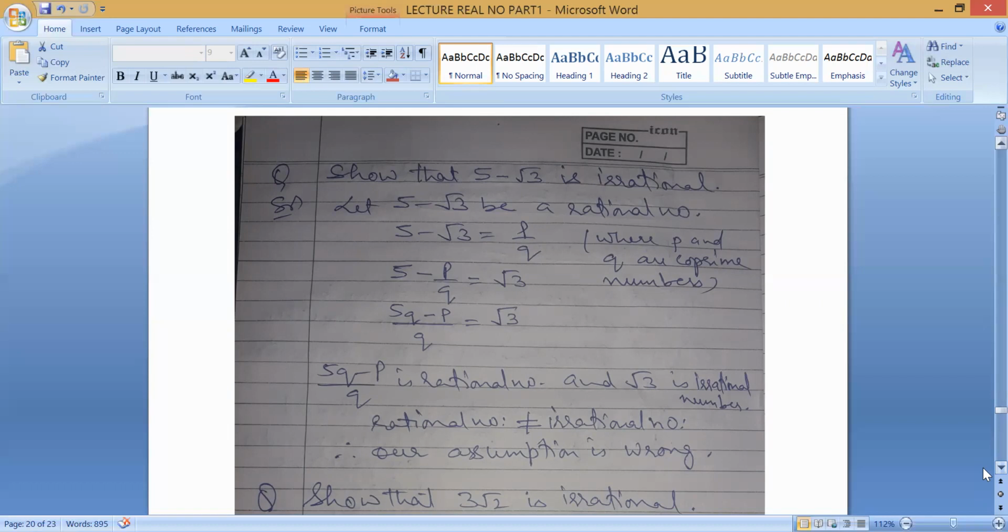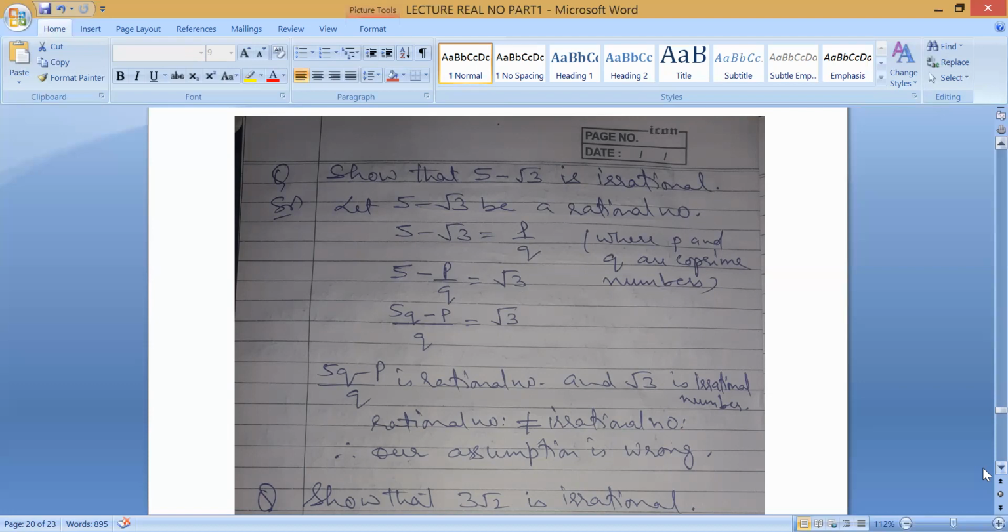So what you are doing? P upon q will come to LHS and minus root 3 will come to RHS. Where p upon q is written, you write root 3, and p upon q comes on the LHS. So you will get 5 minus p upon q equal to root 3. So take LCM, and (5q minus p) upon q equal to root 3.